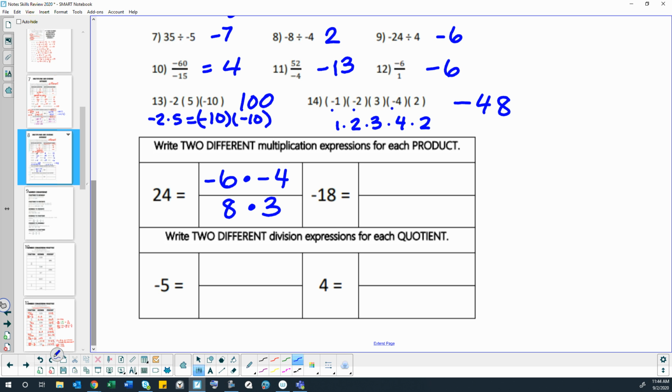Okay, what about negative 18? Show me what you figured out for that. So I have a negative 2 times a 9. That's a good one for negative 18. A negative 6 times 3. A negative 9 times 2. Very good. Any others that you want to send my way for negative 18? Just to check and see if what you wrote down was a good one or not.